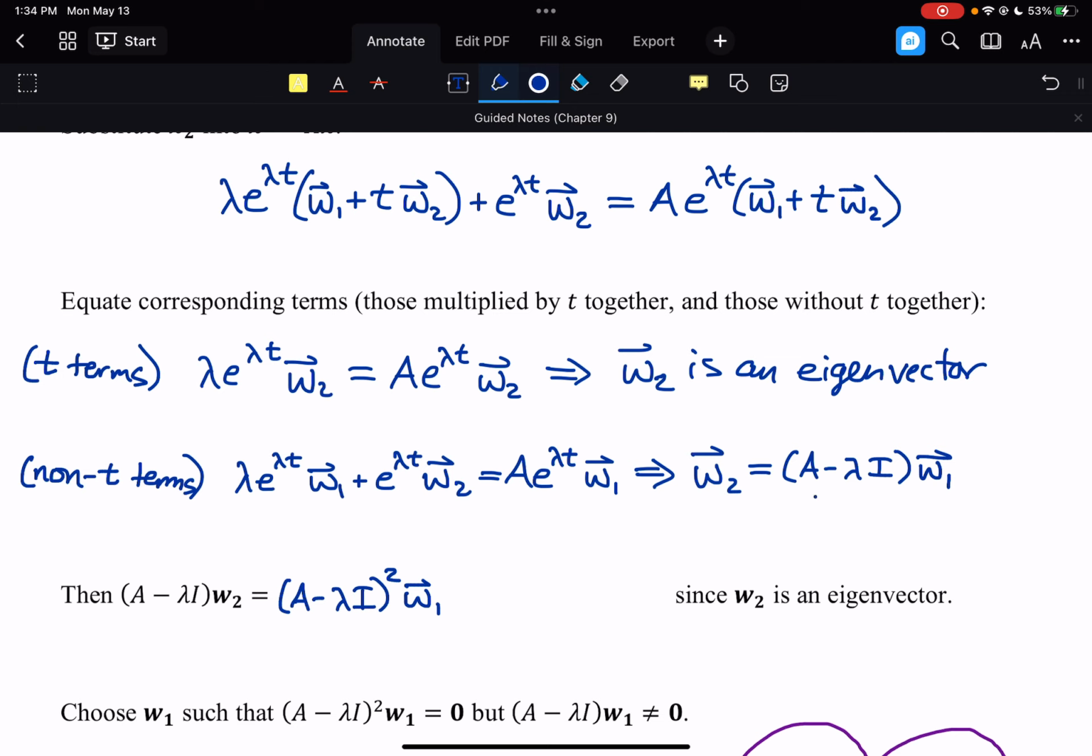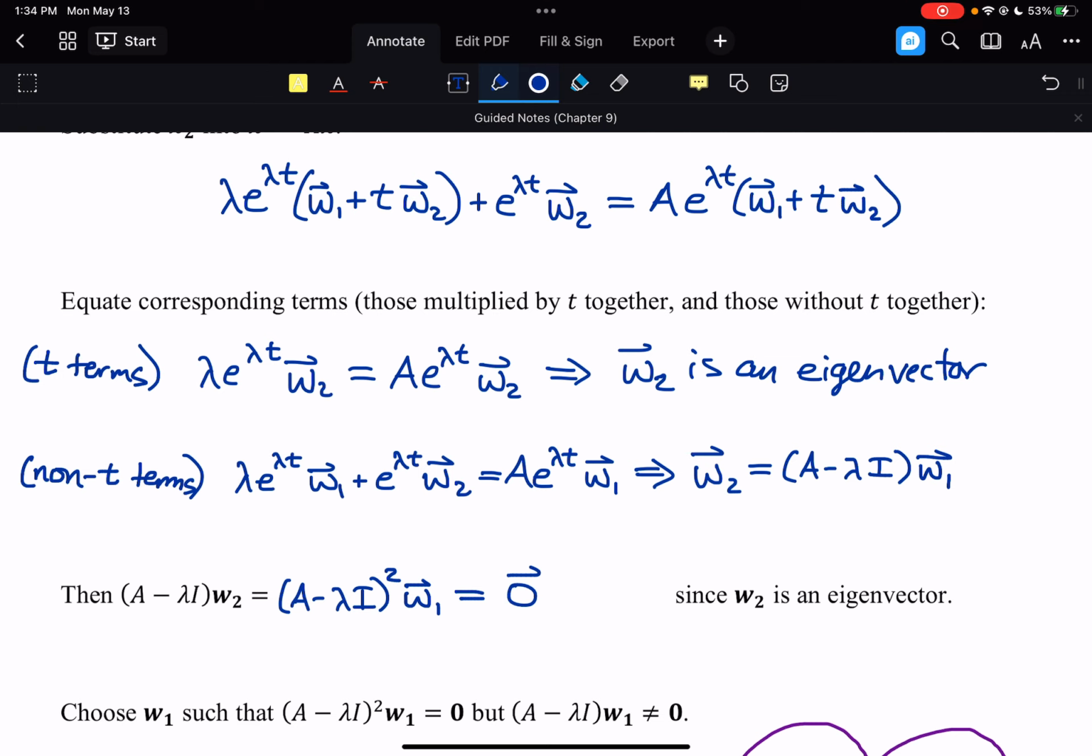Right? Because W2 is A minus lambda I W1. So if we substitute that into here, that gives us this. That would be equal to the 0 vector, again, since W2 is an eigenvector.